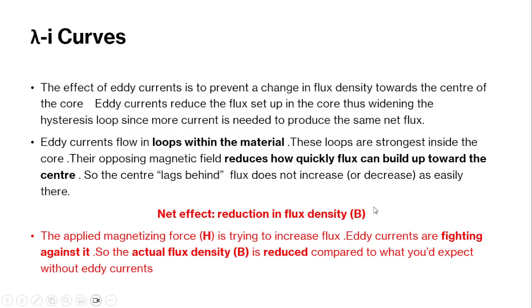I'm just kind of reducing the rest. The net effect is a reduction in the flux density B. So that's summarizing everything that we did.